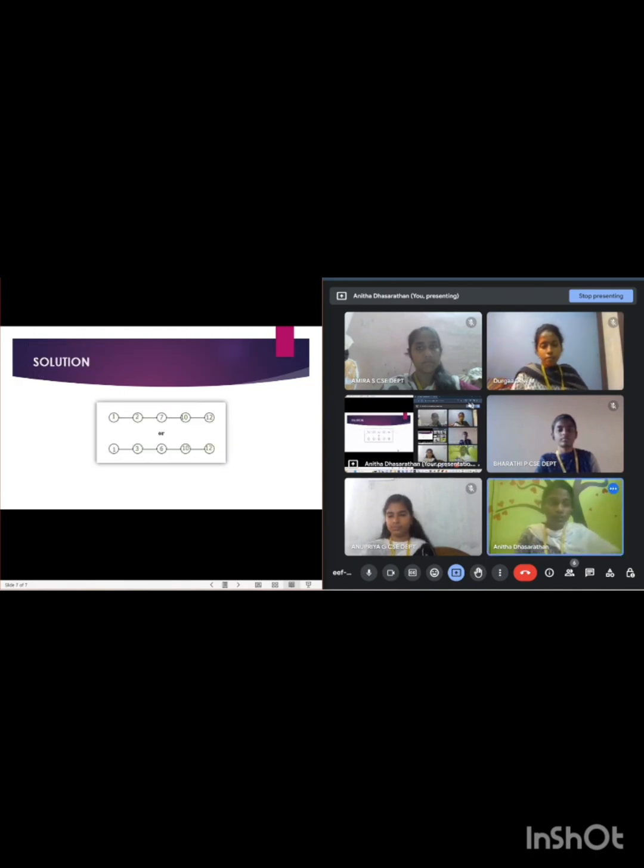So we found two solutions. Both are same cost. We can choose any one solution. The first one is using forward. We got this 1 to 2 to 7, 10 and 12. And by backward approach, we found 1 to 3 to 6 and 10 to 12. So the minimum path cost will be 16.